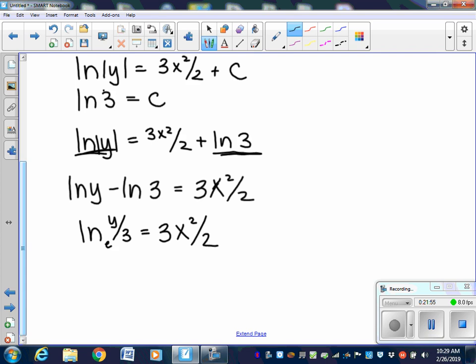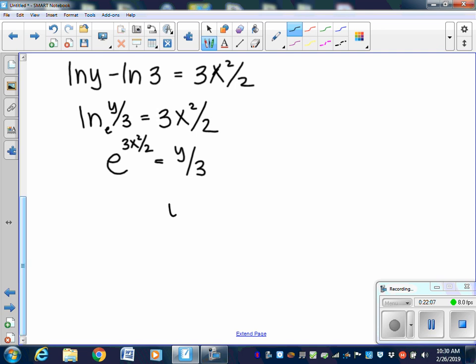There's a little e down there, so I can write this into exponential form. E raised to the 3x squared divided by 2 equals y over 3. Multiply both sides by 3 to get y alone. y equals 3e to the 3x squared over 2.